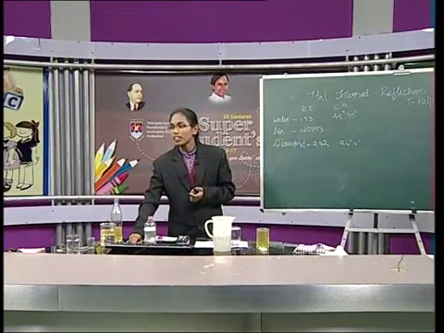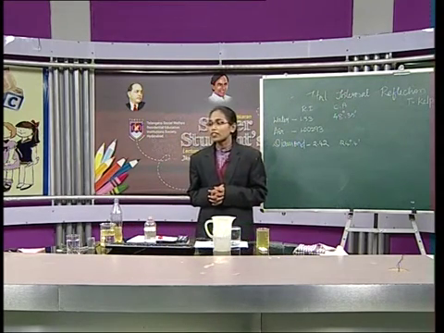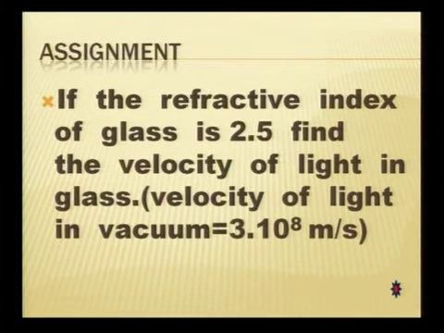So friends, I want to conclude by saying that we are missing something today. Let me tell you what I am missing. The assignment for you is: if the refractive index of a glass is 2.5, find the velocity of light in glass, and I am giving that the velocity of light in vacuum is 3 into 10 to the power of 8 meter per second. Solve this question, I will check your notes tomorrow, and then you show me, everyone in the class. Okay, friends.